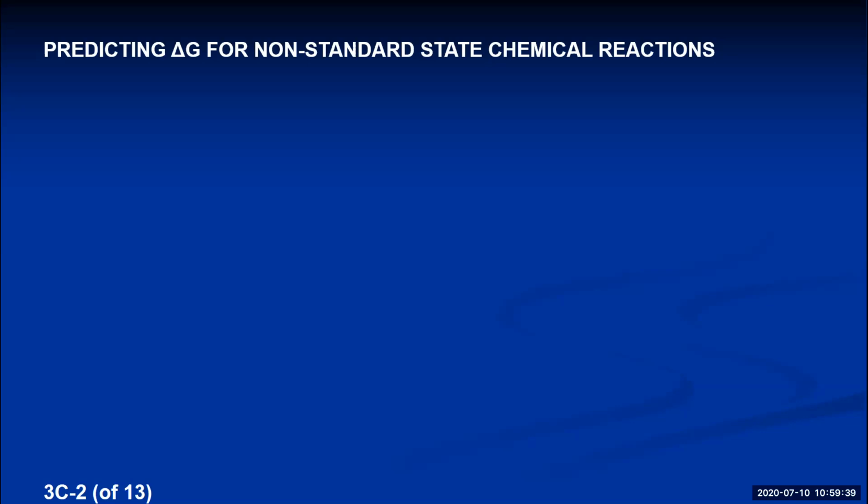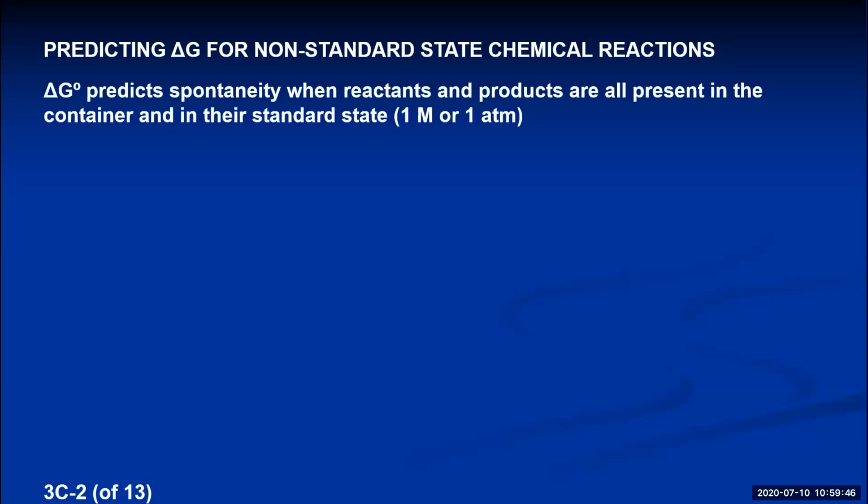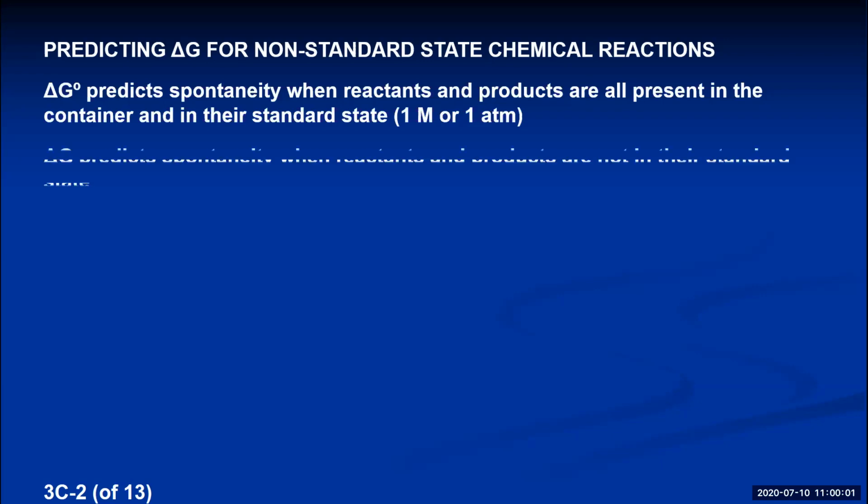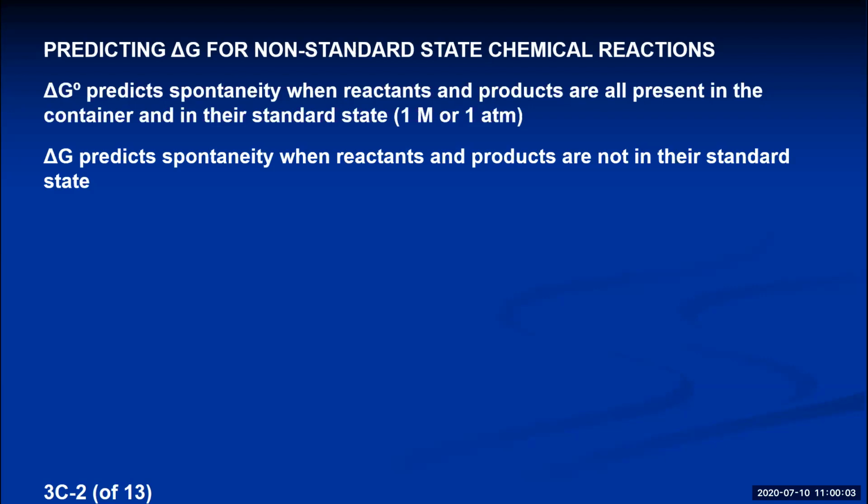And so we're going to be predicting the change in free energy for non-standard state chemical reactions, learning how to do that today. So what we've been calculating up to now is the standard free energy change, delta G naught, of a reaction. That predicts spontaneity when the reactants and products are all present in the container in their standard states of 1 molar or 1 atmosphere pressure. If the substances are not in their standard states, then we're calculating just the change in free energy, delta G, and that predicts the spontaneity when the reactants and products are not in their standard state.